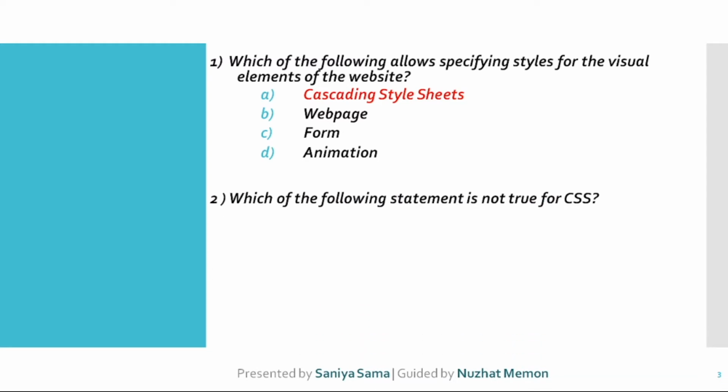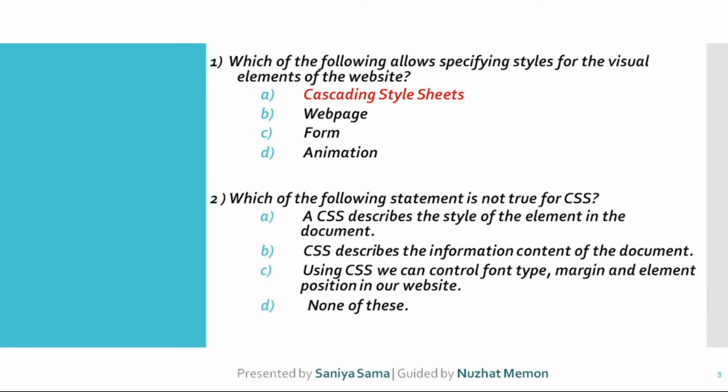Second, which of the following statements is not true for CSS? Option A, CSS describes style of the element in the document. Option B, CSS describes the information content of the document. Option C, using CSS we can control font type, margin and element position in our website. Option D, none of this. The answer is CSS describes the information content of the document.